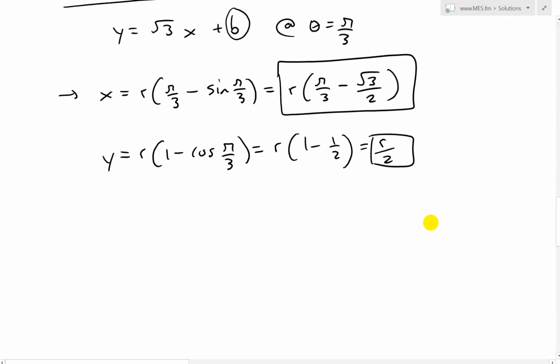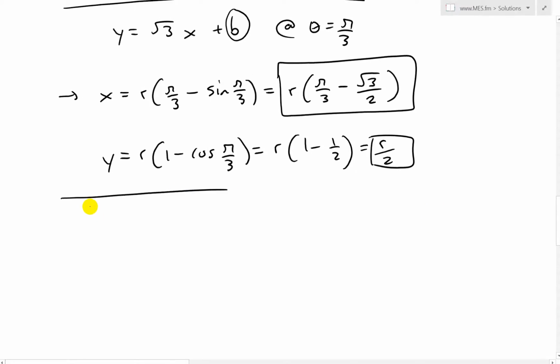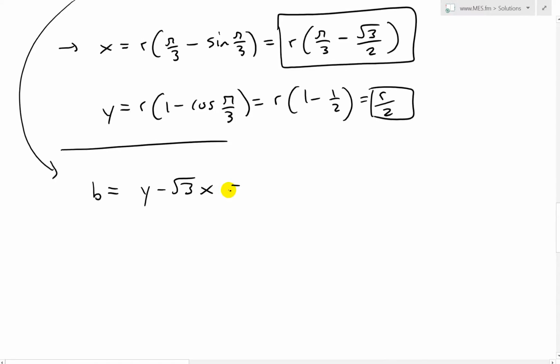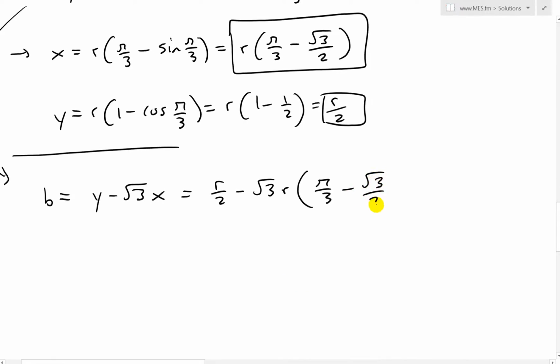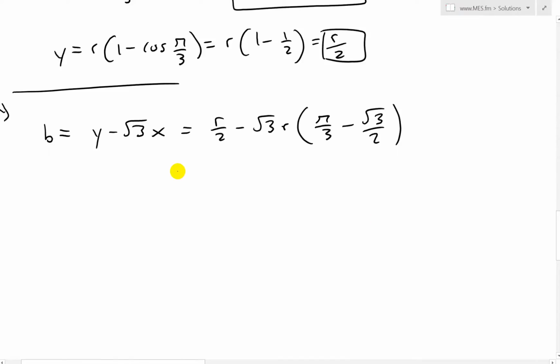So what this means now, we could rearrange this so we get b is equal to y minus square root 3 times x, where y is equal to r over 2, and then subtract this all by square root 3, and then this is the x. We could take out the r, so now we have pi over 3 minus square root 3 over 2, like that. And now we could just play around and simplify it further.